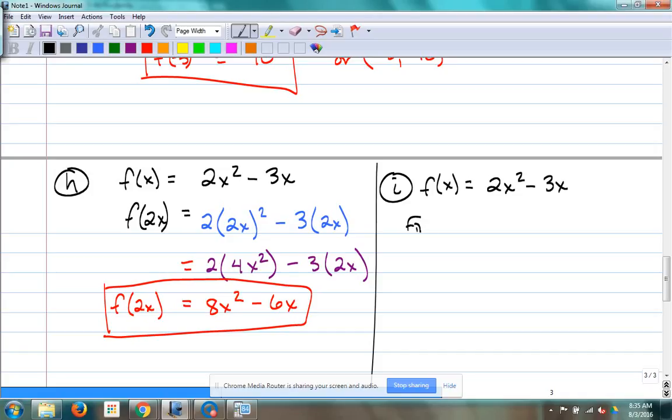Let's find, if f of x is equal to 2x squared minus 3x still, let's find f of negative x. This is one of those things where you have to be careful. And ACT likes to do this a lot. They like to throw a negative in there because nothing really interesting happens with a positive number. Lots of interesting things happen with negative numbers.